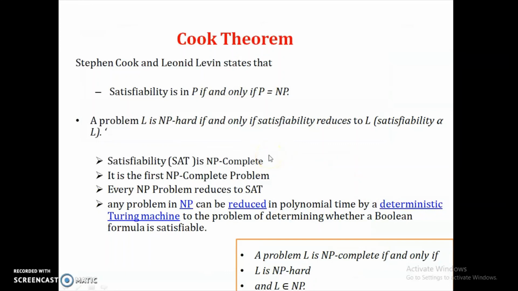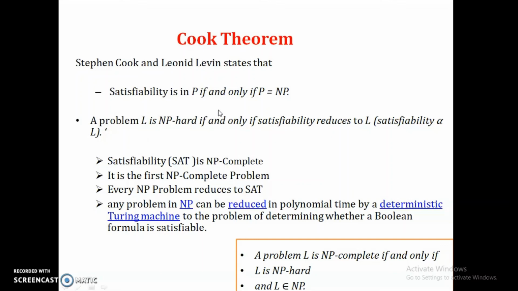Stephen Cook and Leonid Levin state that the satisfiability problem is in P type if and only if all P type problems are equal to NP type problems. Let's see what satisfiability is. Already we have discussed the Boolean expression. A Boolean expression which produces an output 1 for any one of the combinations of the variables present is known as satisfiable. And if for all the combinations it produces 0 only, then it is known as unsatisfiable.